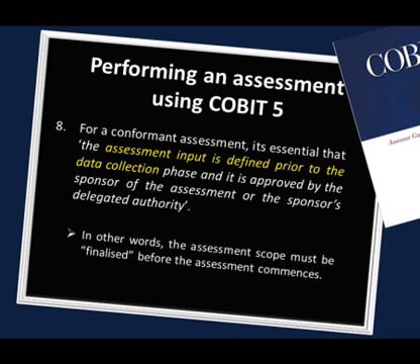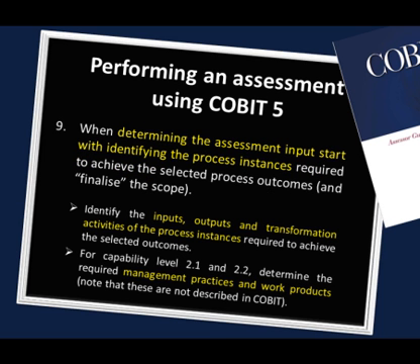For a conformant assessment, it is essential that the assessment input is defined prior to the data collection phase, and it is approved by the sponsor of the assessment or the sponsor's delegated authority. In other words, the assessment scope must be finalized before the assessment commences. When determining the assessment input, start with identifying the process instances required to achieve the selected process outcomes and finalize the scope. Identify the inputs, outputs, and transformation activities of the process instances required to achieve the selected outcomes. And for capability level 2.1 and 2.2, determine the required management practice and work products. Note that these are not described in COBIT.